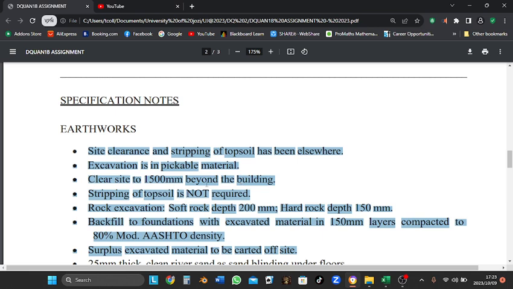We're going to do the site clearance. They're saying topsoil striping is not required. Here I'm going to do topsoil striping. Topsoil striping will be included in this video, and then I'm going to do the rock excavation for the soft rock and then the hard rock, and then I'm also going to do the backfill of excavated material.